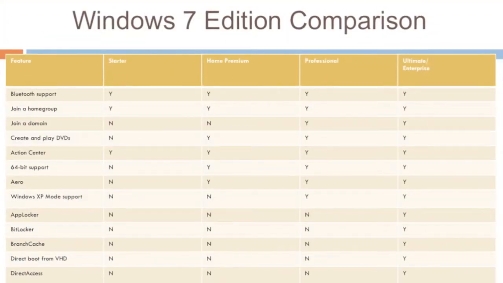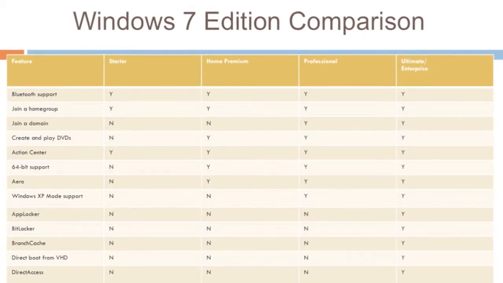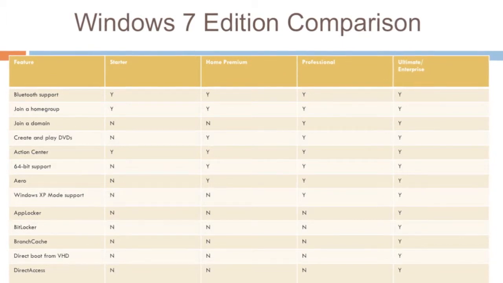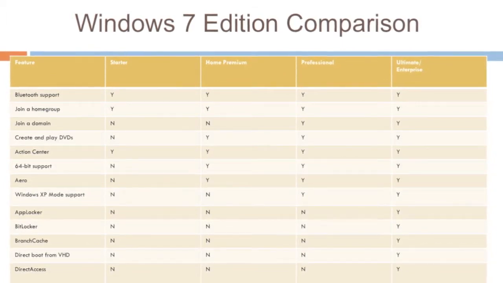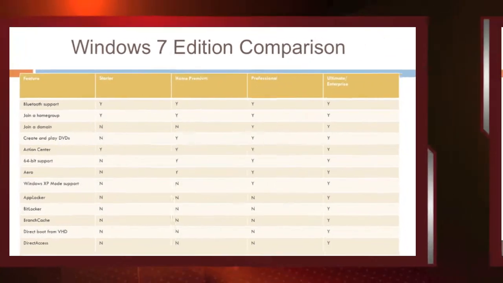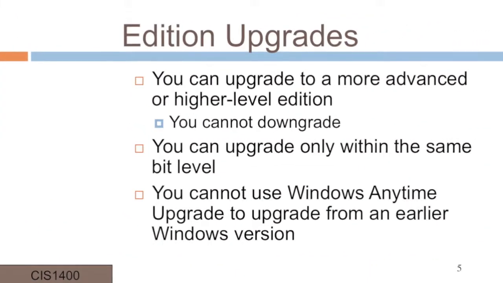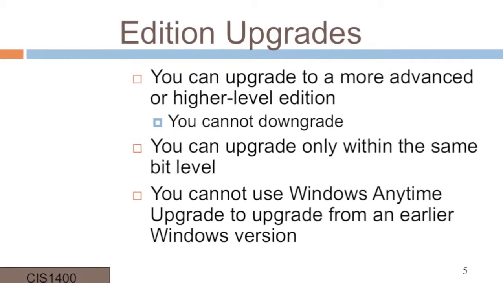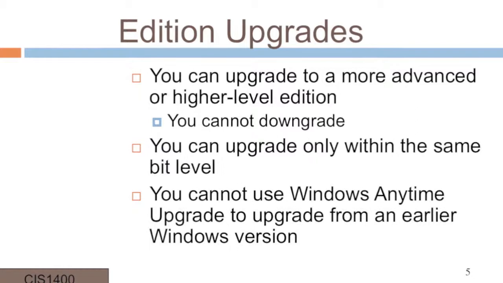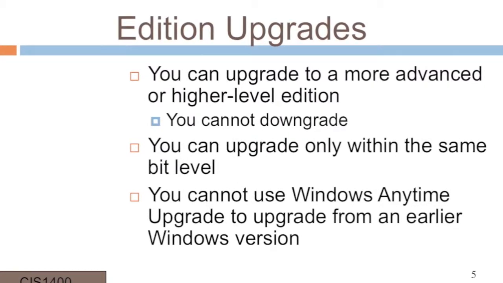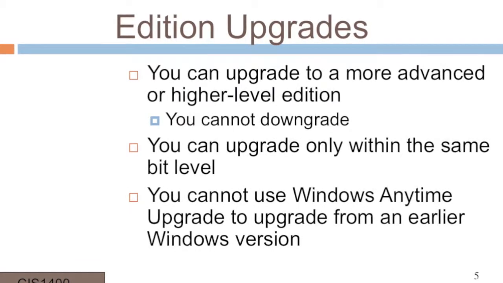In this slide, we're comparing the features found in the various Windows 7 editions that are available. So if you look in the column that says Basic or Starter, you can see there are fewer features available than the Ultimate version. Windows provides the ability to upgrade to a more advanced edition using the Windows Anytime Upgrade feature, but you cannot downgrade, and you can only upgrade within the same bit level. So if you have 32-bit, you can only upgrade to another 32-bit.